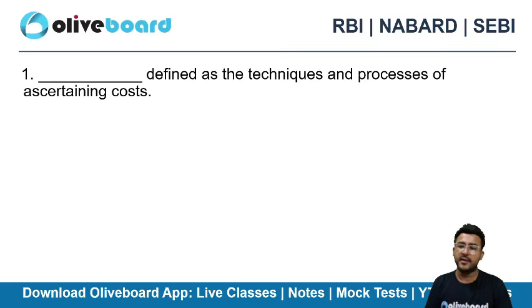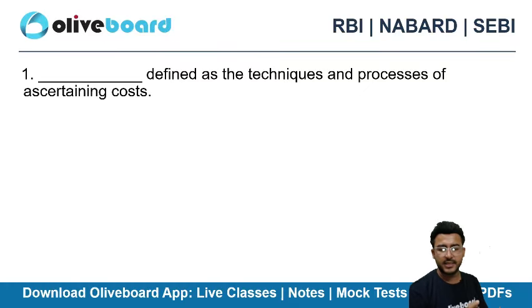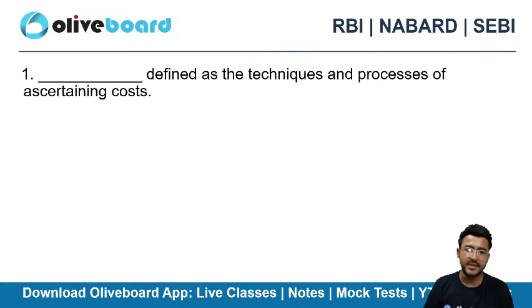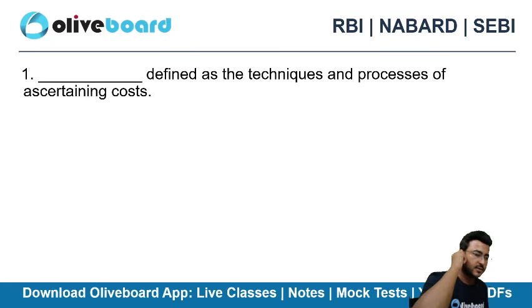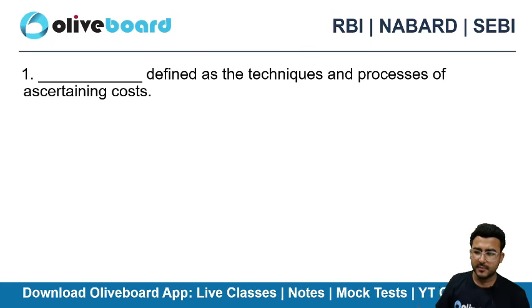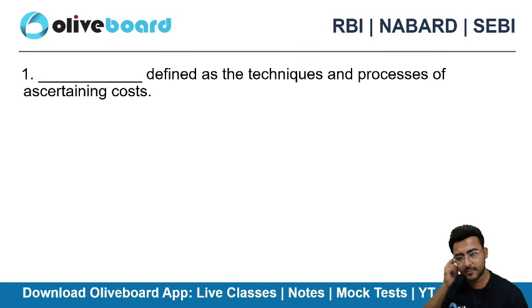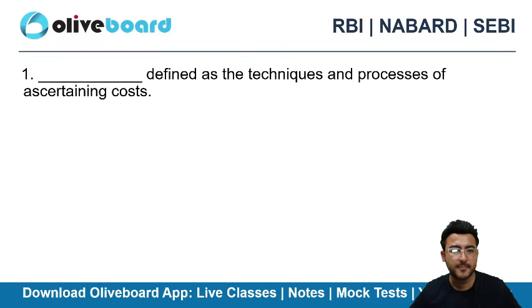Now let's have a quick round of questions here, right? So this is a rapid fire round. You need to quickly answer me in the comment section. The first question is process of ascertaining cost. Technique, process of ascertaining cost. Quickly in the comment section, guys. And I need answers from all of you guys.